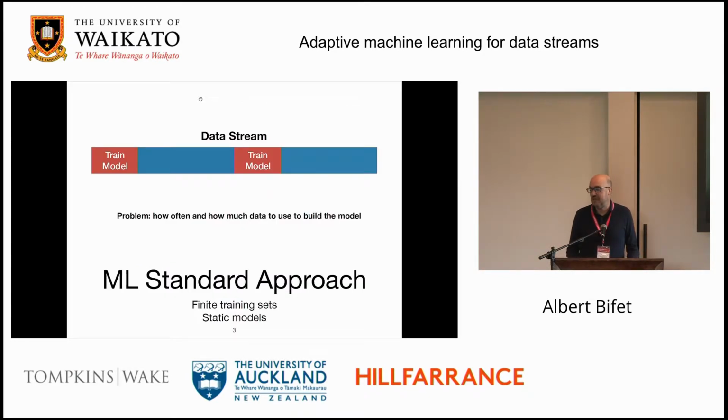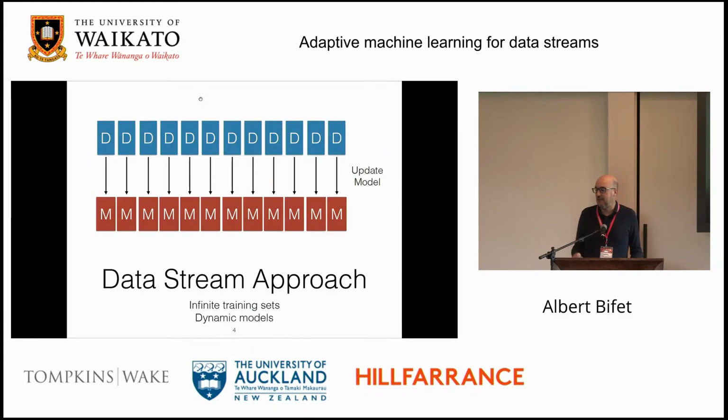Usually what we do is that we decide to train the models periodically, every week or every month, and we need to decide how much data we need. Are we going to use the data of the last month or the last week? So there are always these parameters that we need to check and decide what the best ones are. The nice thing of this data stream approach is that we don't need to do that.